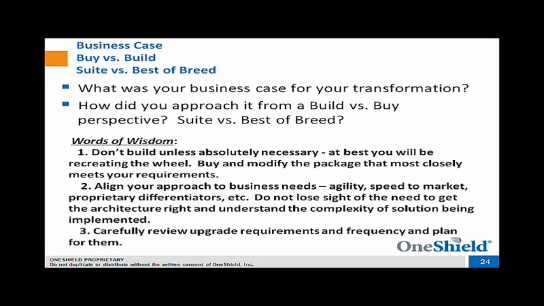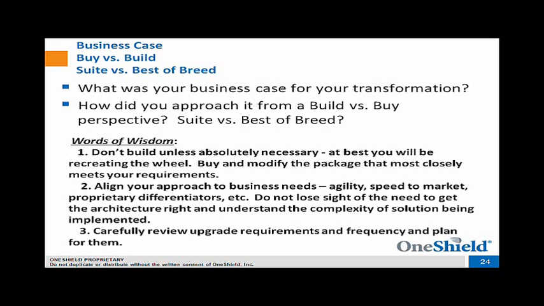Great. So as far as our words of wisdom, what you're hearing here is don't build unless absolutely necessary. Last thing you want to do is recreate the wheel. And clearly, based on what we're hearing from Martina and what we've heard from Dara's experience, buying and having the ability to modify the package that most clearly meets your requirements is definitely the best route to go.